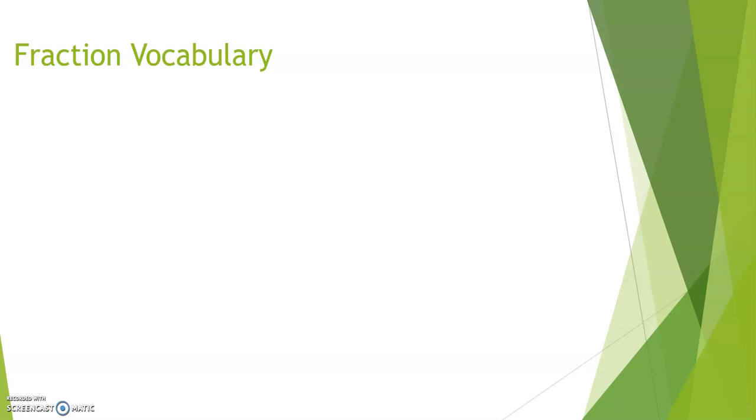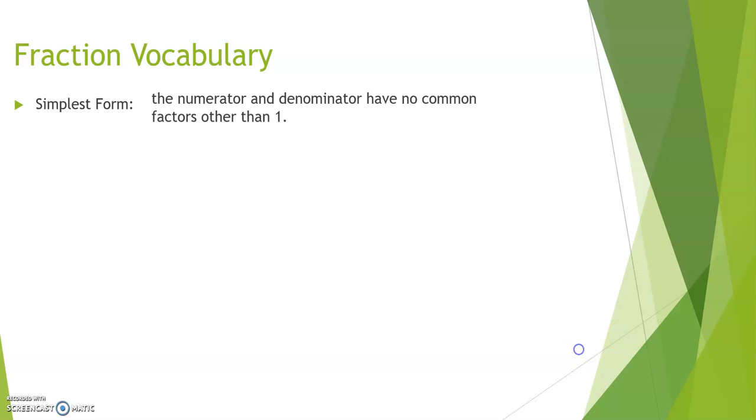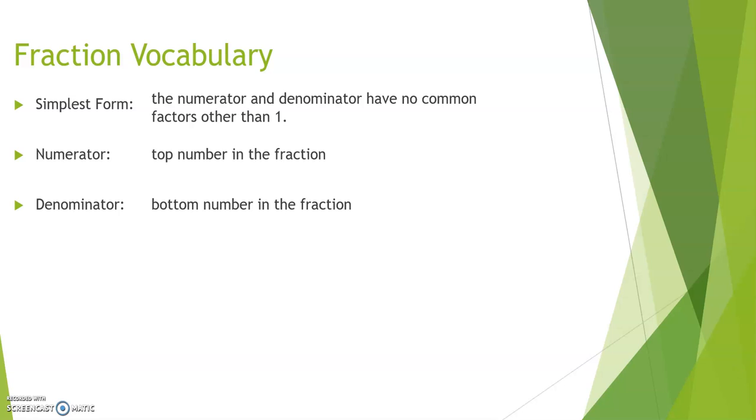Fraction vocabulary. Simplest form: the numerator and denominator have no common factors other than 1. Numerator: top number in the fraction. Denominator: bottom number in the fraction. Reciprocal: numerator and denominator switch.